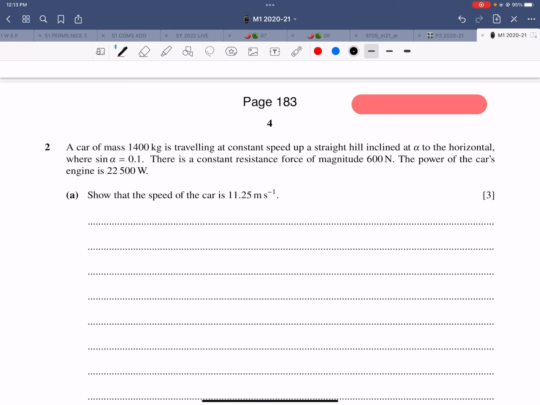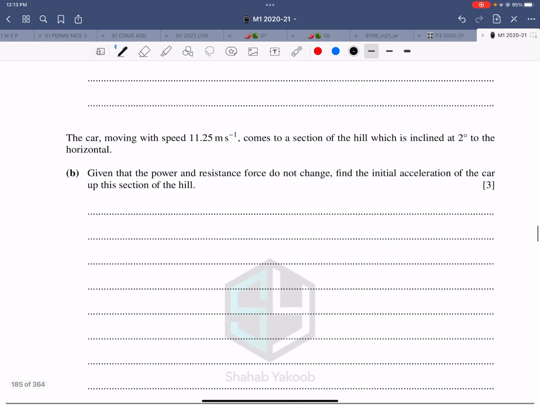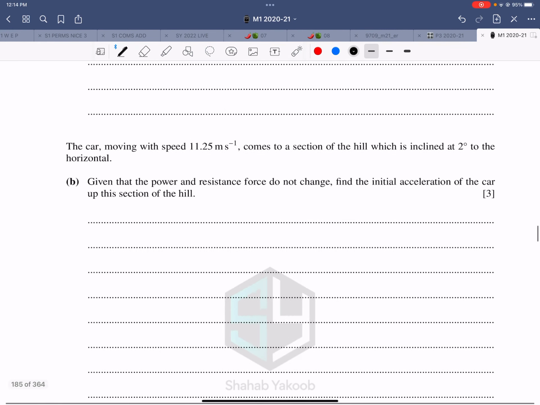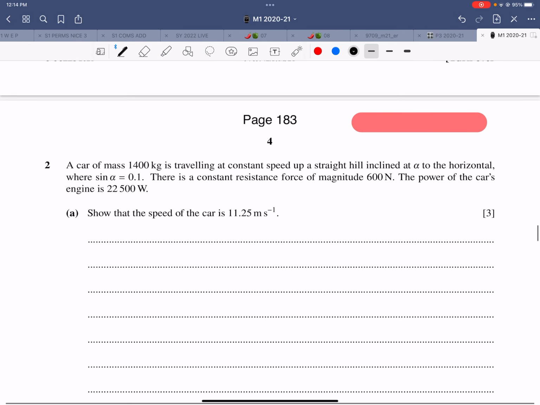There is a constant resistive force of magnitude 600 Newton. The power of the car's engine is such and such. Show that the speed is this much. And then furthermore, they're asking about this particular question. It's all on one page. So basically, it's a standard question about power, and F equals ma. Resultant force is mass into acceleration.